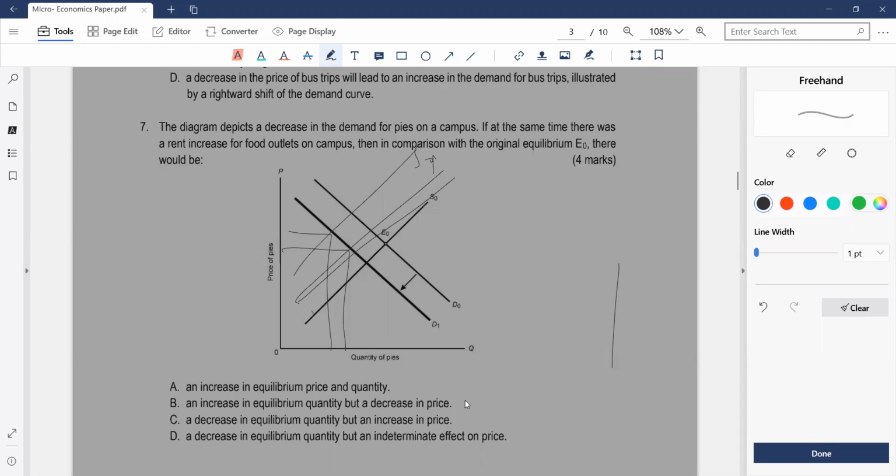Answer for number 7 is D. Any question? Answer for number 7 is D. Any question, guys? Are you happy? Mind you, you need to communicate for me to proceed.